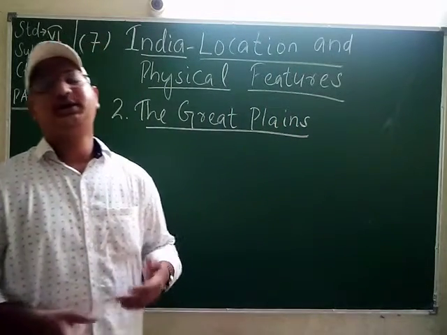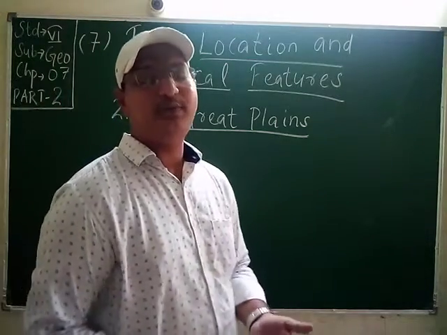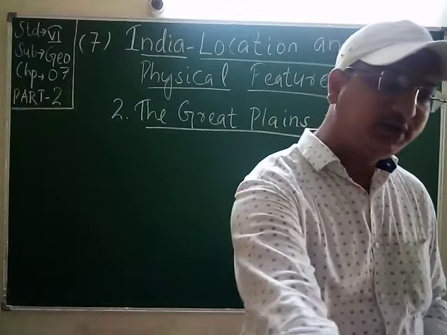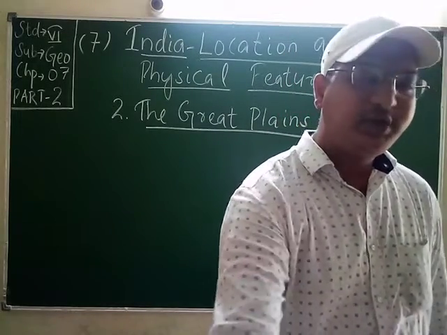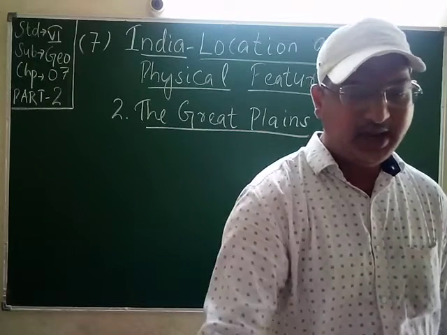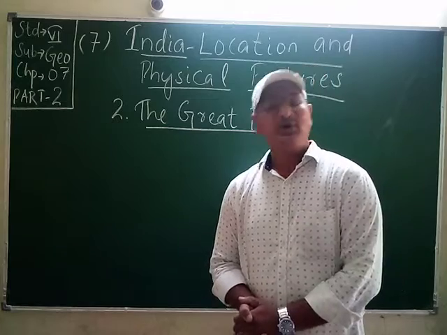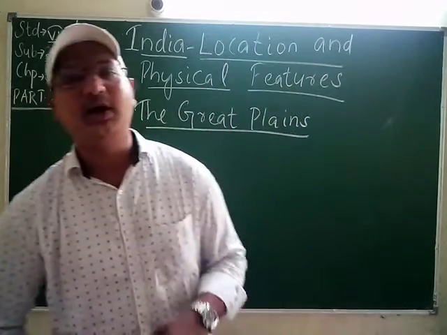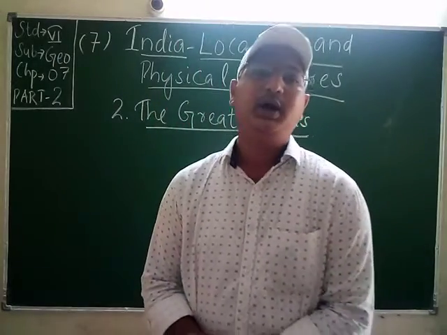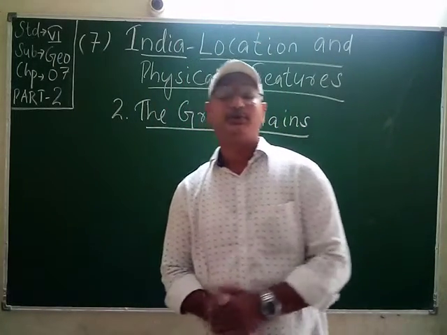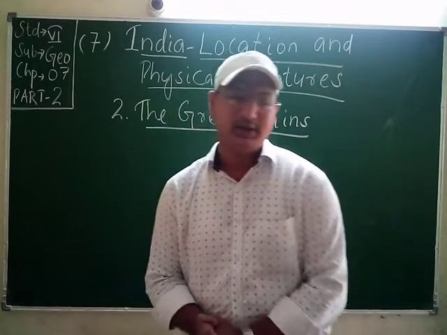Then we went through the different states and union territories. Students, I have told you how many states there are: 28 states and 9 union territories. How? There are 29 states, but Jammu and Kashmir has been divided into 2 union territories. Ladakh and Jammu and Kashmir were the 2 new union territories.